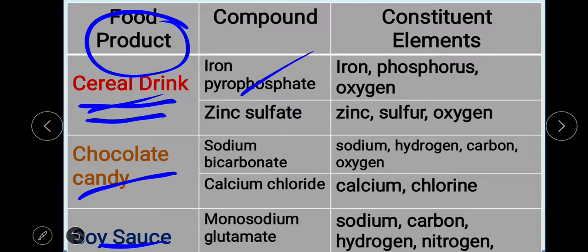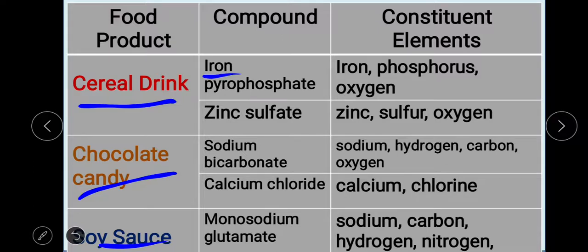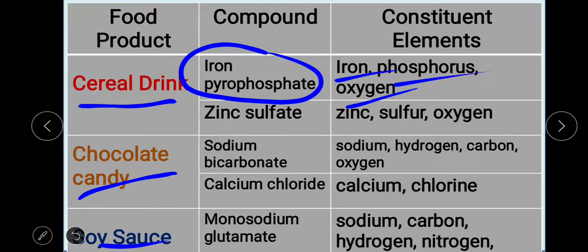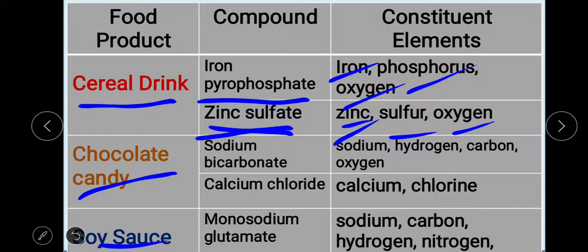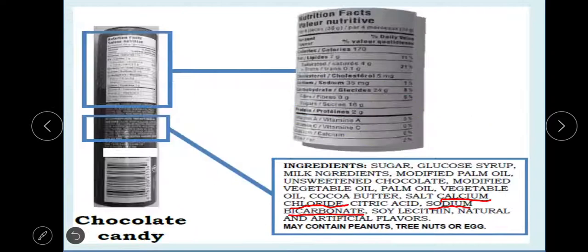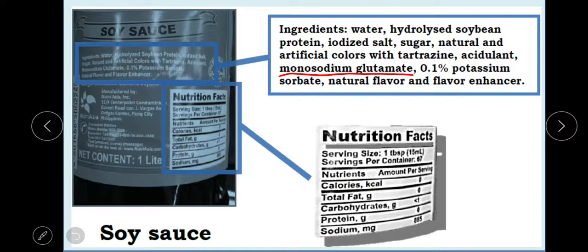And here, the cereal drink has two compounds, iron pyrophosphate and zinc sulfate. Now, the compound iron pyrophosphate has three constituent elements. We have iron, phosphorus, and oxygen. And the same with zinc sulfate, we have zinc, sulfur, and oxygen. So, meaning to say, zinc sulfate is made up of the zinc element, sulfur element, and oxygen element. So, just check the other products, chocolate candy and soy sauce, as I browse the video here for chocolate candy and this one for soy sauce.